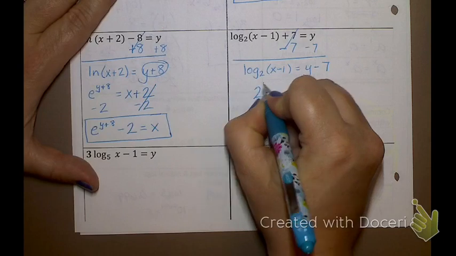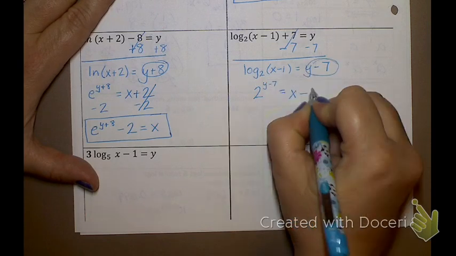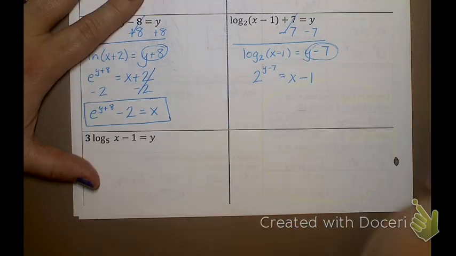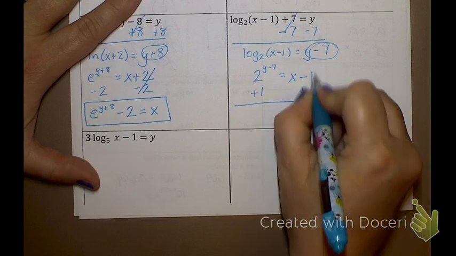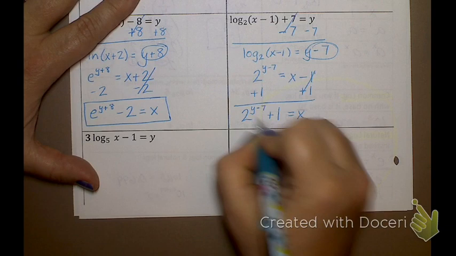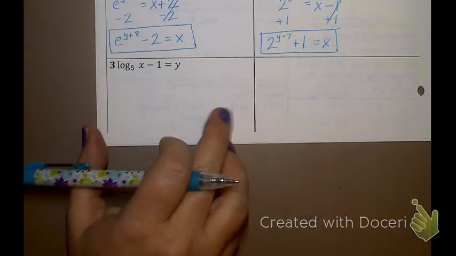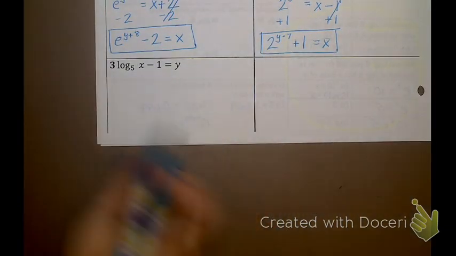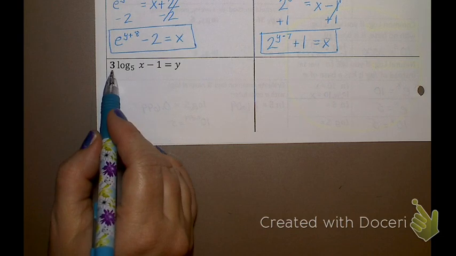So I'm going to do my last step, which is to add 1, so x is by itself. So 2 to the y minus 7 plus 1 equals x. All right, last one. What's different about this last one? It has a 3 in front. We haven't dealt with that yet, have we?